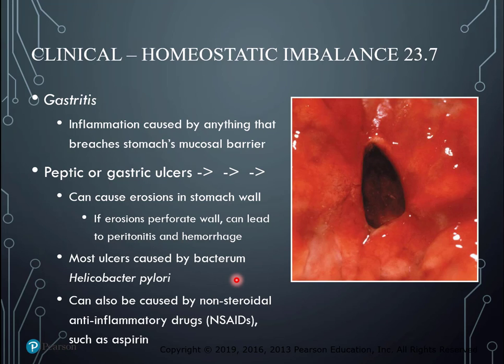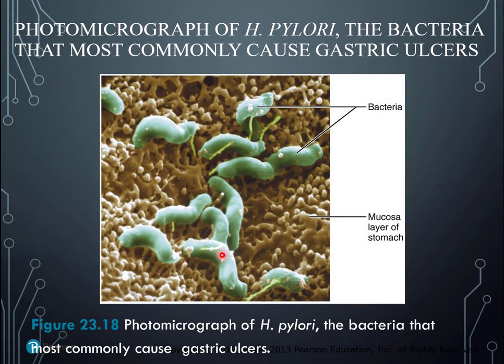Most ulcers are caused by a bacterium called H. pylori, Helicobacter pylori. They can also be caused by non-steroidal anti-inflammatory drugs, such as aspirin. And this is an electron micrograph of the bacterium H. pylori, which is found in the stomach of people who have gastric ulcers.